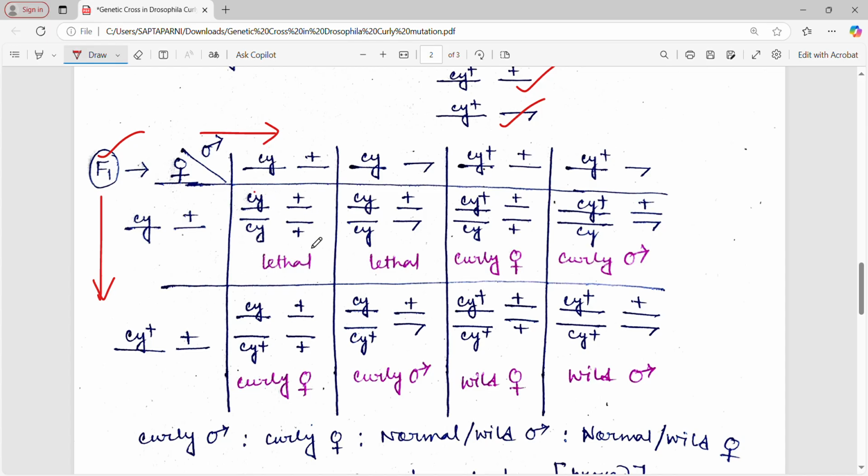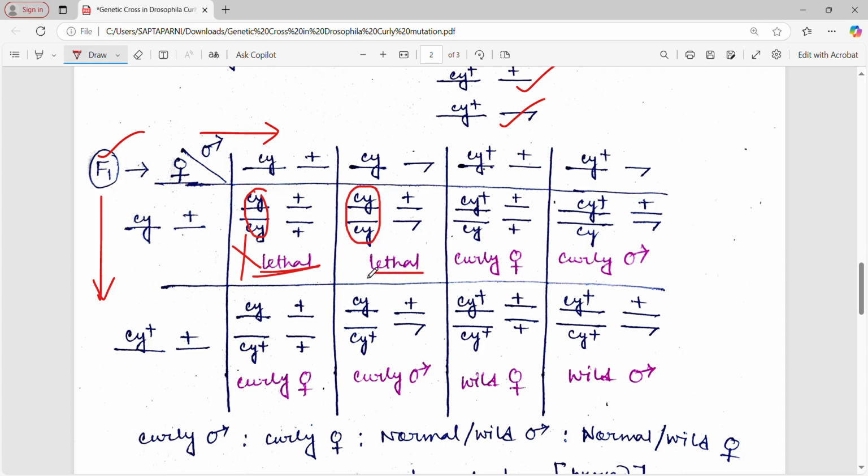Now I have told you, as CY is the recessive lethal allele, when both the autosomes carry the CY allele, it will be dead. Okay, so it is lethal. So this progeny will not survive. Okay. Next, CY plus X and Y chromosome. As this is also a lethal allele in homozygous condition, it will also be dead.